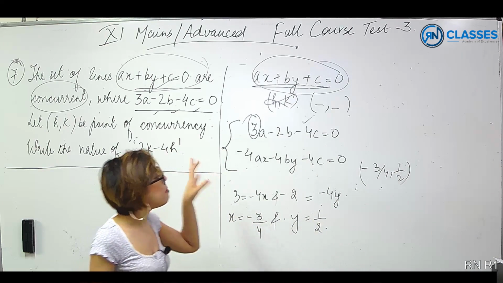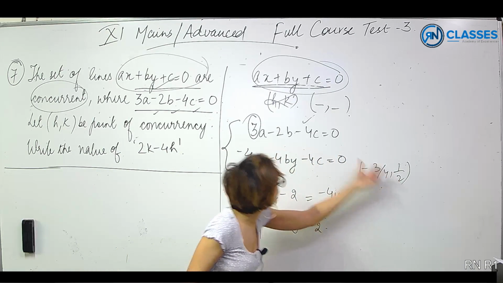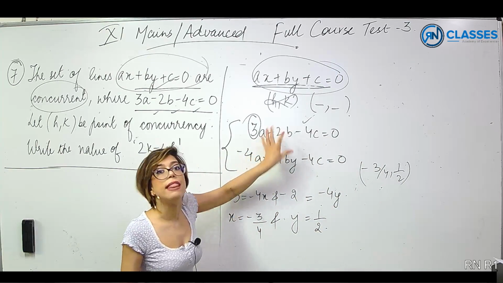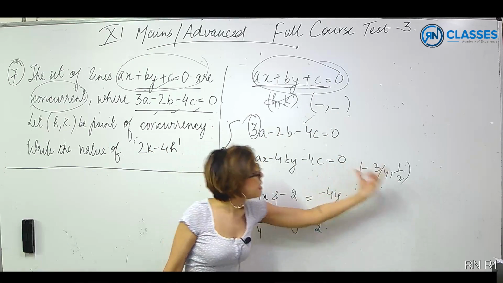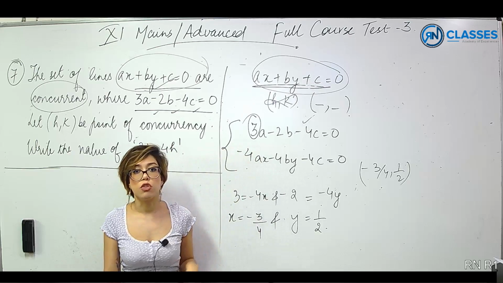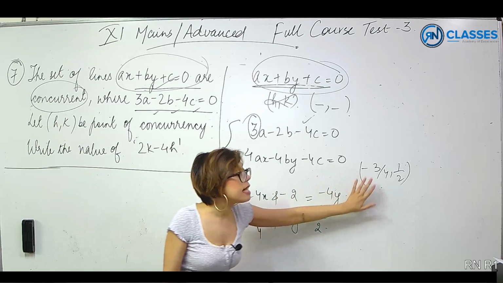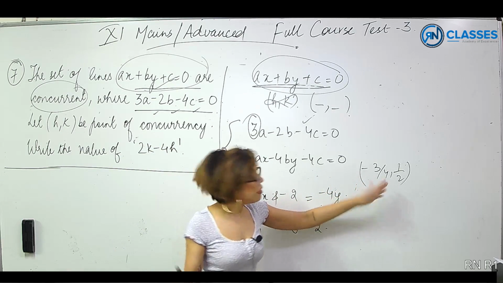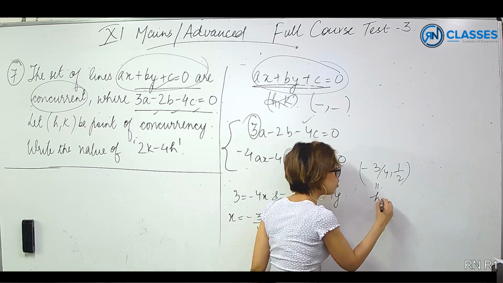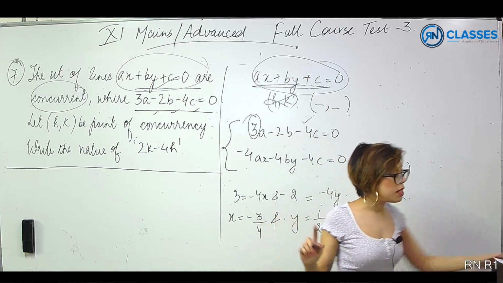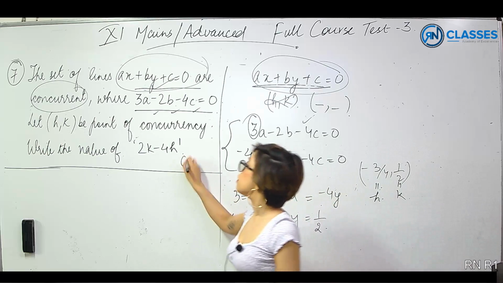No matter what a, b, c is, if I put my x and y, this will change into this and this is equal to 0. That means this point satisfies this equation. Right? So this is my point of concurrency. This is the point of concurrency, that means this is h, this is k. Just substitute it and you will get the answer as 0.